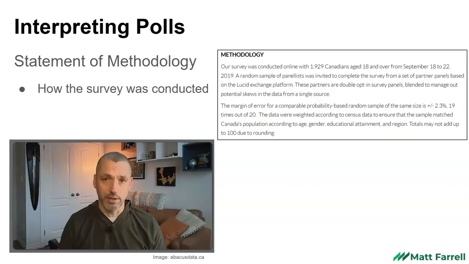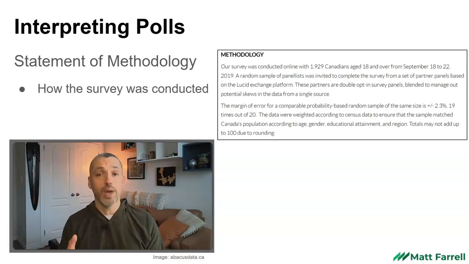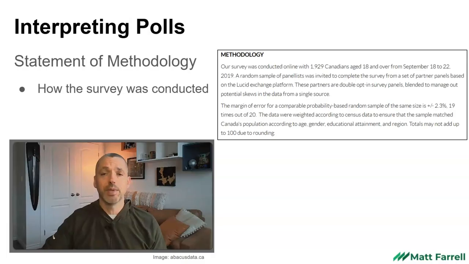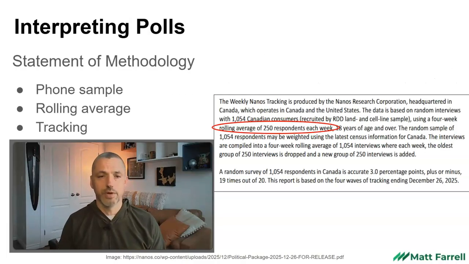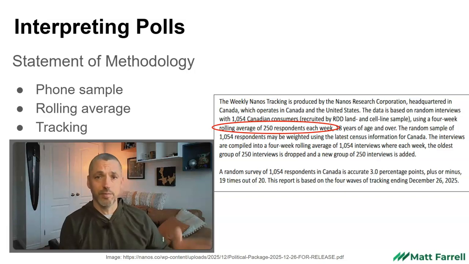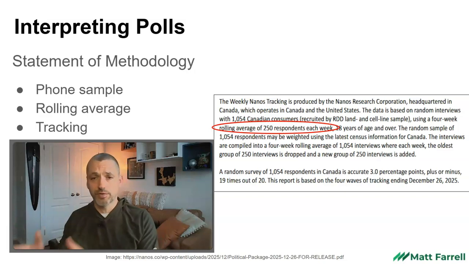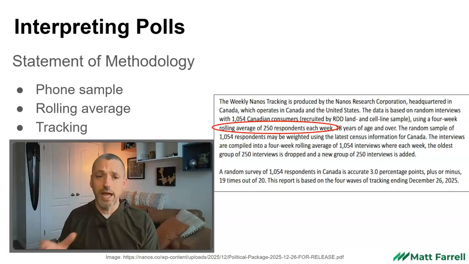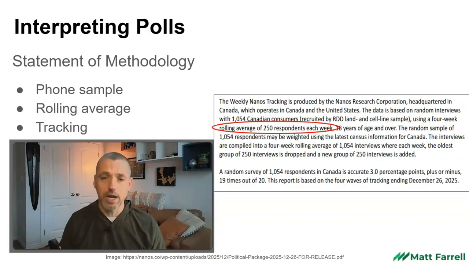Another thing to look at is the methodology. Most opinion polls will have an accompanying statement of methodology that tells you exactly how the survey was conducted, who paid for it, when it was in the field, and how many people responded. Here's another example, this one from Nanos Research. They're talking about their phone methodology, where they're sampling some people with landlines, some people with cell phones, getting 250 respondents each week. That's called a rolling sample, where on the last day, they'll bump off the previous week and then add 250 more responses to the sample. So they've got a moving average of how the public feels about a specific issue. They call that a tracking poll.